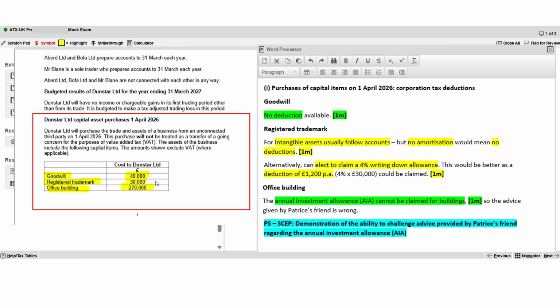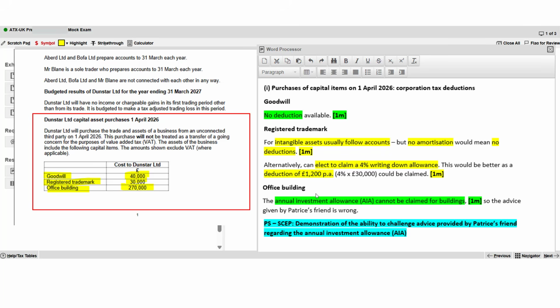For the registered trademark, intangible assets, we usually follow the accounts, but remember that for that trademark, it said that no amortisation is being deducted. So that would normally mean no deductions in our tax computation. But for the trademark, for other intangibles, we can elect to claim a 4% writing down allowance. So that would be a deduction of £1,200 a year for another mark.